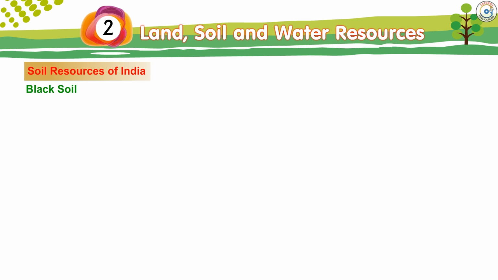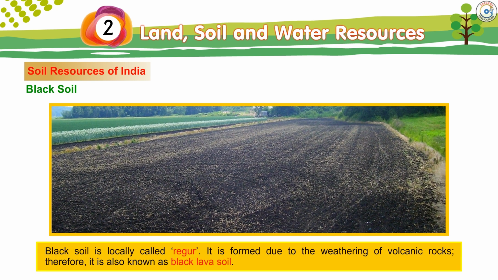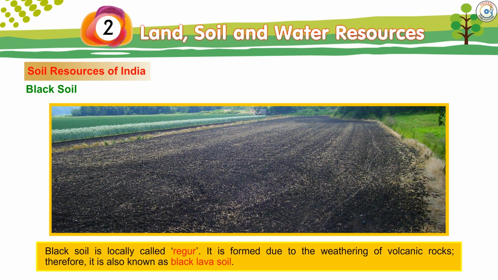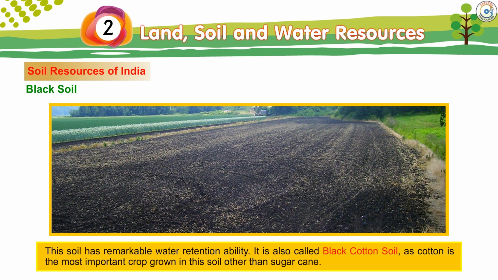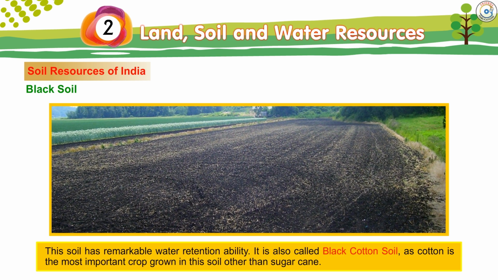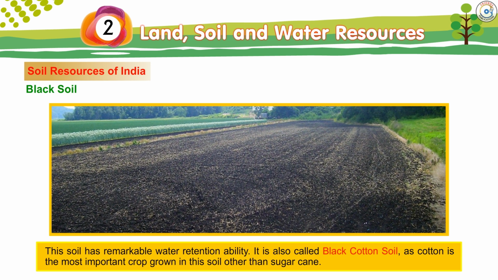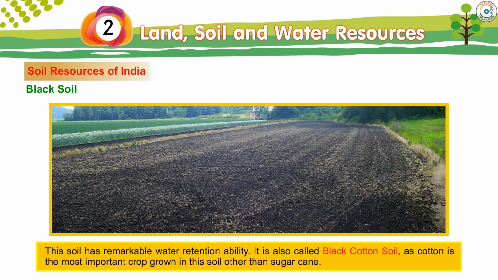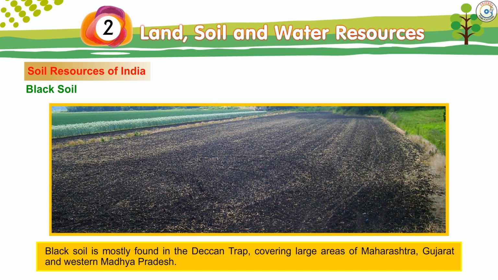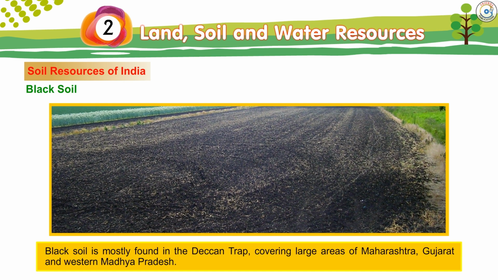Black soil. Black soil is locally called regur. It is formed due to the weathering of volcanic rocks. Therefore, it is also known as black lava soil. This soil has remarkable water retention ability. It is also called black cotton soil, as cotton is the most important crop grown in this soil other than sugarcane. Black soil is mostly found in the Deccan Trap, covering large areas of Maharashtra, Gujarat and western Madhya Pradesh.